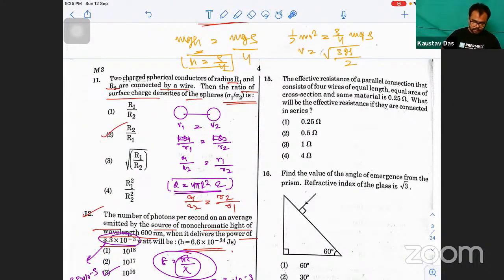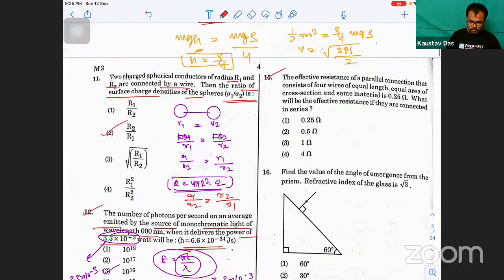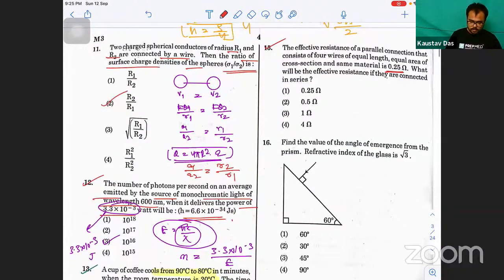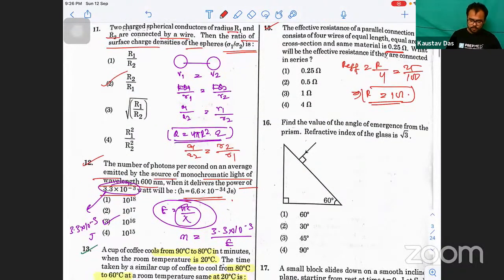In 15, we have the effective resistance. This is a pretty easy question. I hope everybody has done it properly. We have 4 resistors, each with resistance 0.25, connected in parallel. In parallel connections, R effective is going to be R divided by 4, which is given as 0.25, which is 25 divided by 100. From there you can find the value of R, which comes as 1 ohm. If you connect them in series now, all of them together, we are going to get 4 ohm as an answer. So option number 4 is the correct answer, 4 ohm.